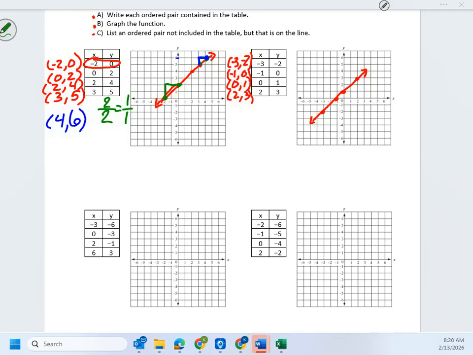Graph your line, and then use the points on the line to tell me our rise over run. Remember, the slope is rise over run. That rise goes up and down. Our run goes to the right. If we go up, it's a positive slope. If we go down, it's a negative slope. So who can tell me what our slope is once you've graphed it? So count your rise, put it over the run, simplify it, and what do you get?